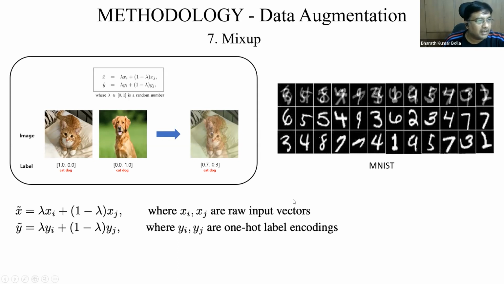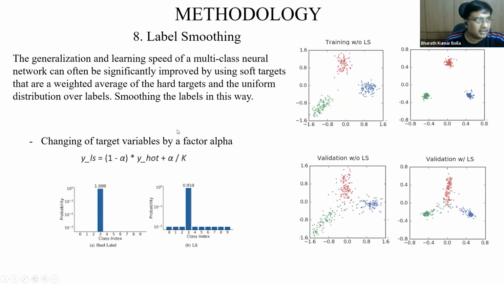Okay. And another technique that is very useful is label smoothing. Instead of having a hard label as 0 to 10 or 0 to 9, you can have soft labels, and you can achieve these soft labels by using this alpha parameter. That means you don't have any hard labels.